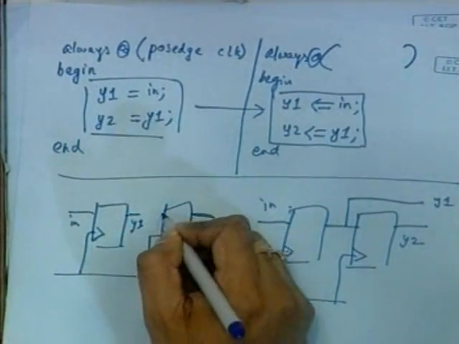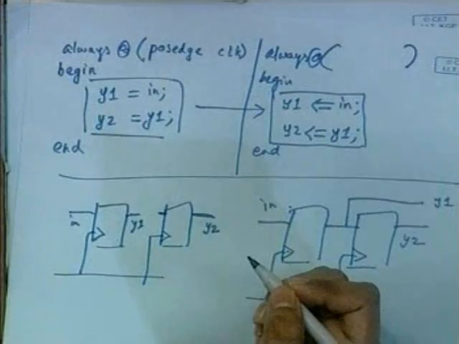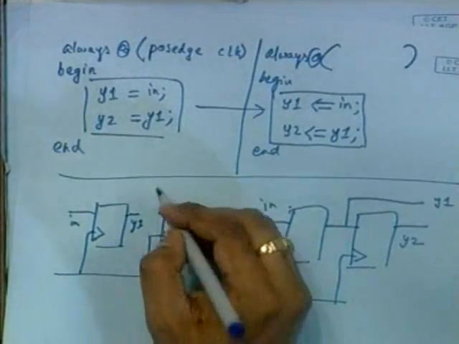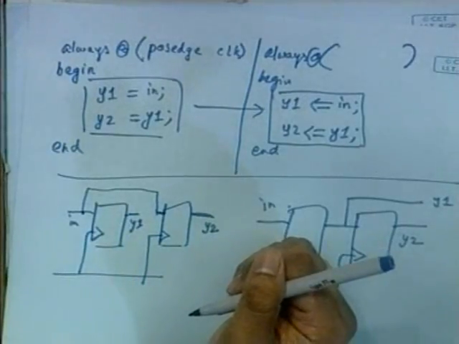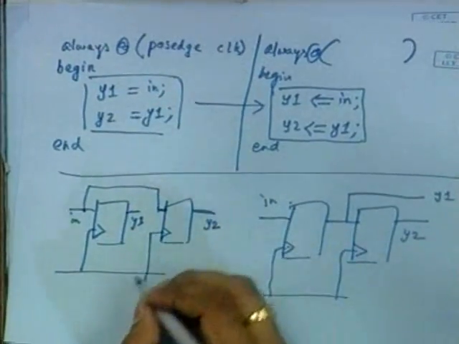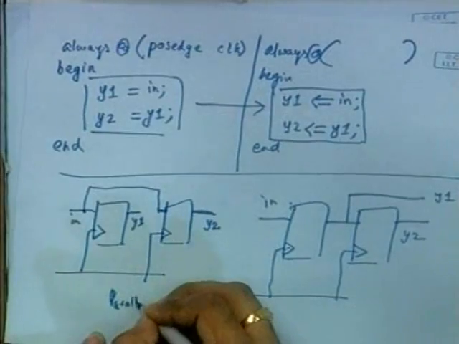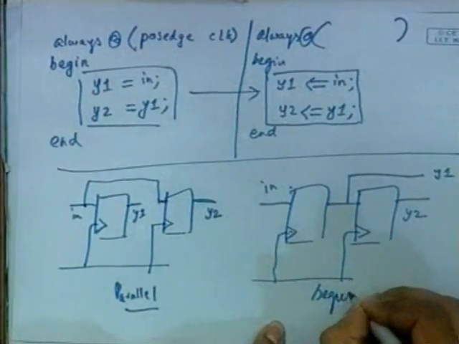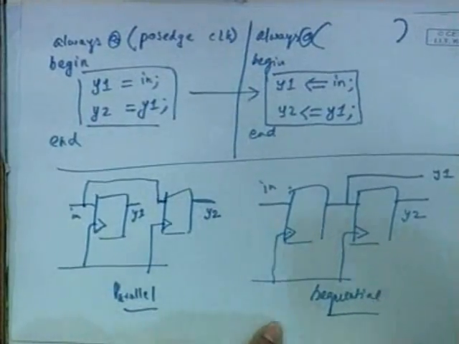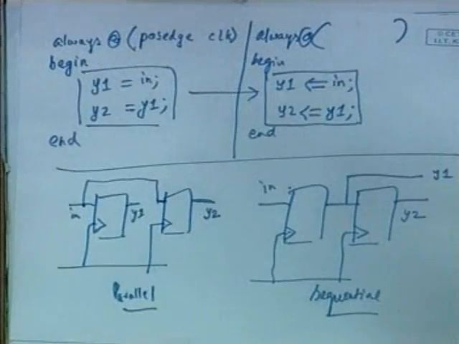And what about this point? Where should I connect? I should connect it to the input, right? So if I connect this to the input, then this is the way I connect, right? So you see that you have two parallel flops, but here you have two sequential flip-flops, okay. So you see that there is a slight difference in how you realize your hardware, okay. So you should be careful about what you want.